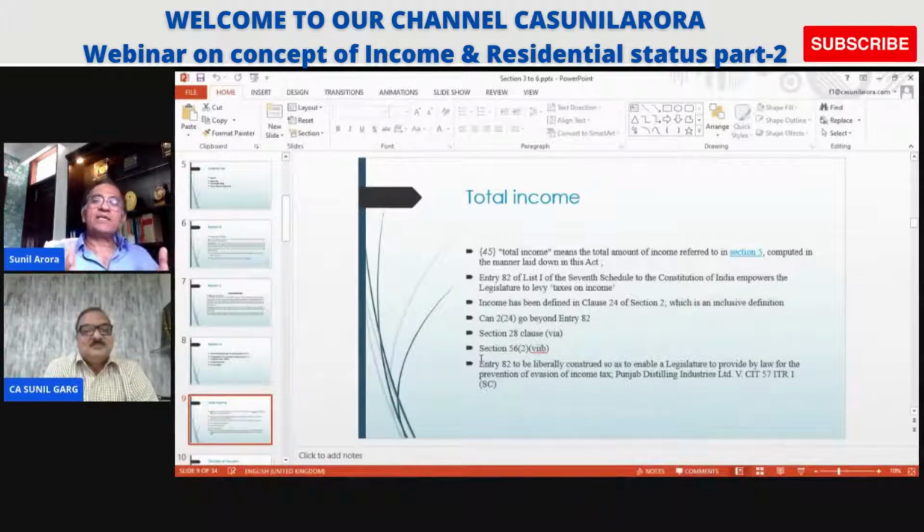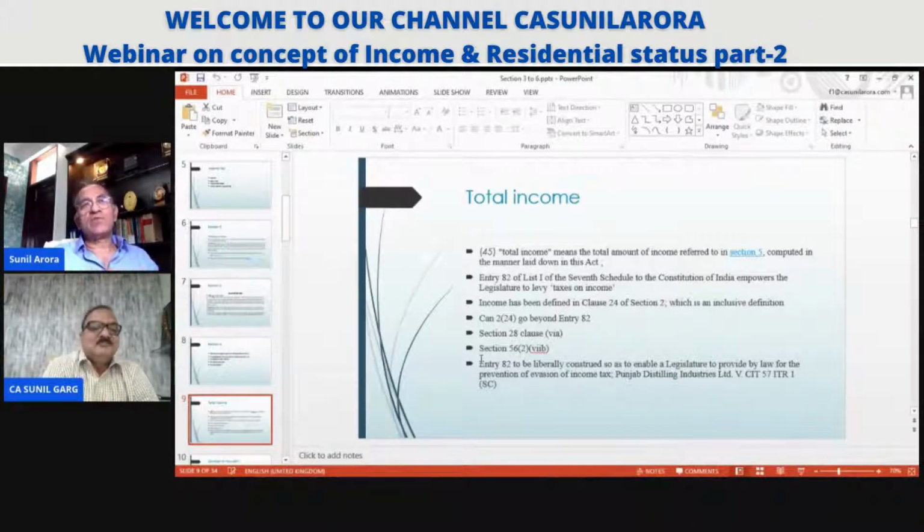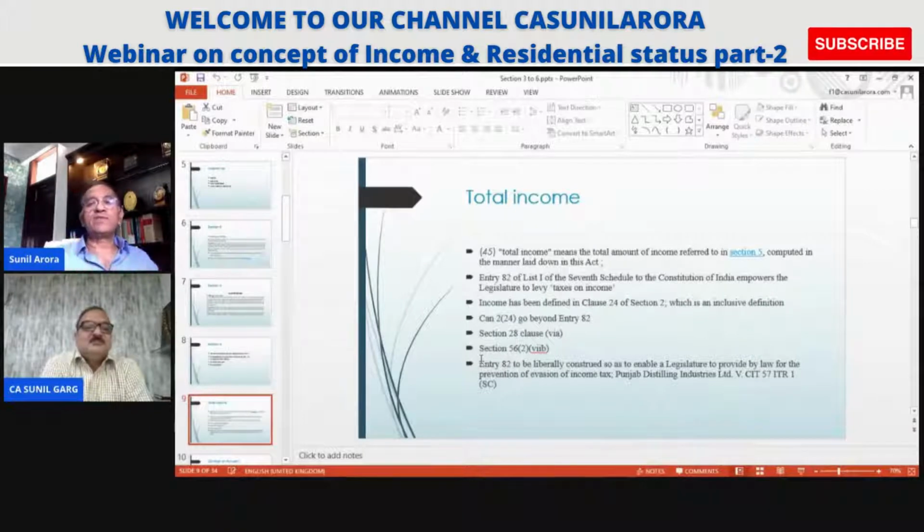So would somebody like to throw light on this: when we are talking of 2(24), the inclusive definition, is there any limitation in 2(24) vis-a-vis entry 82 in list 1 of the 7th Schedule? Would somebody like to comment on this?